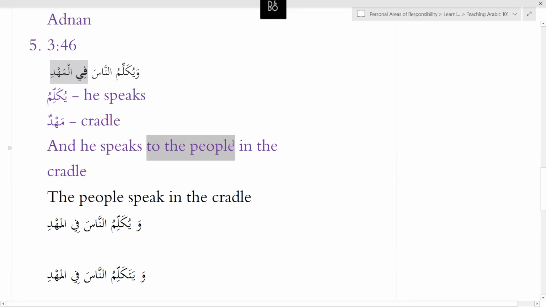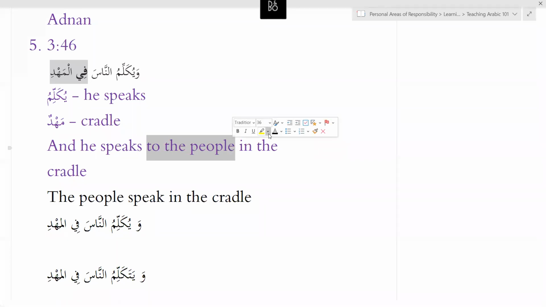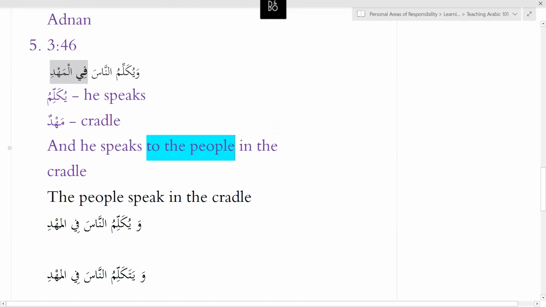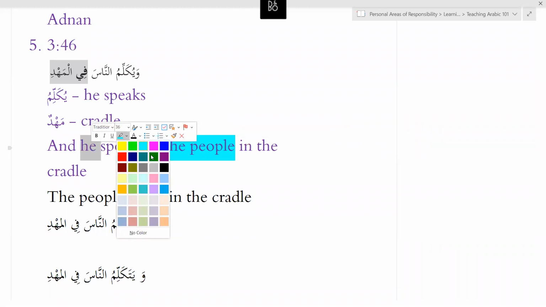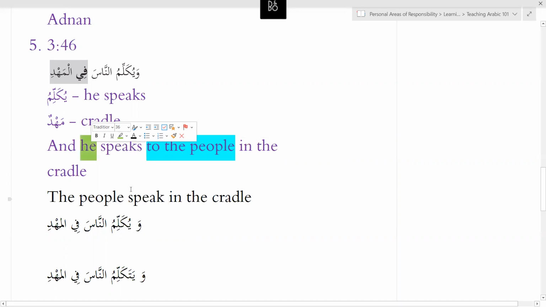To the people is subject or object? Sadia, is it subject or is it object? Who is speaking here? He is speaking, okay? And whom is he speaking to? The people. He is speaking to the people. So who's the subject? He. To the people, what is this? Object. This is the object, and this is the detail.